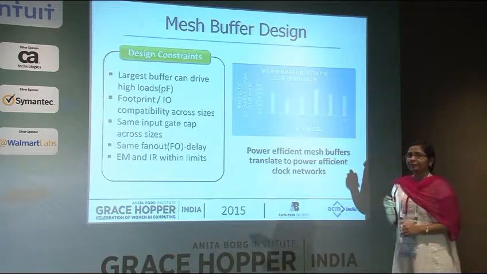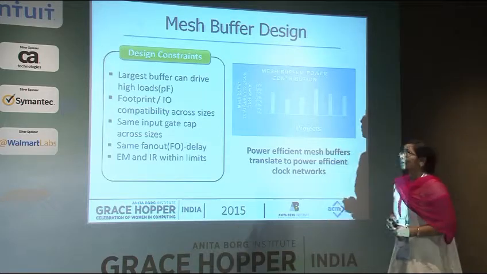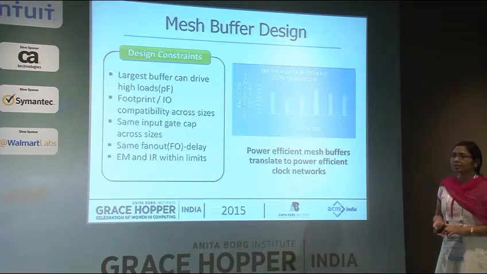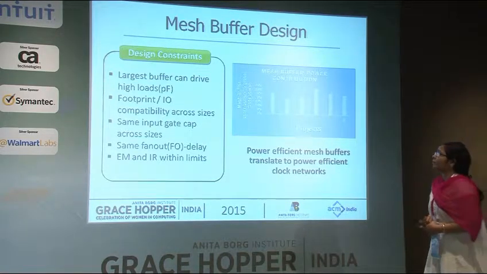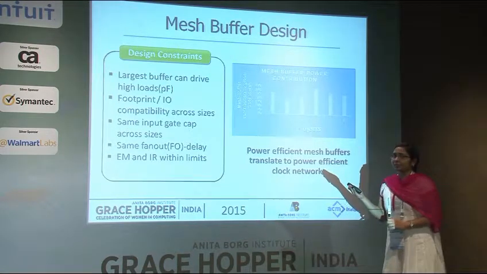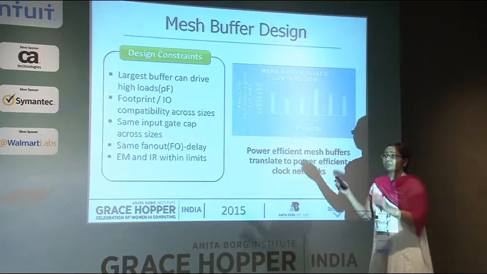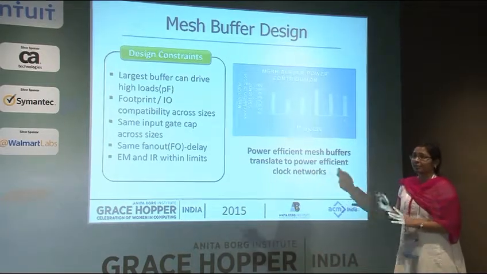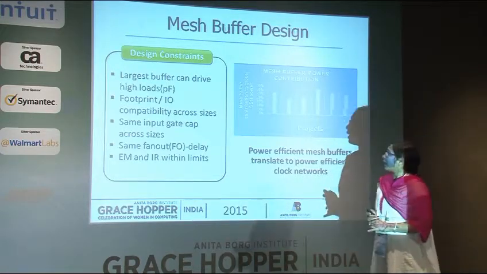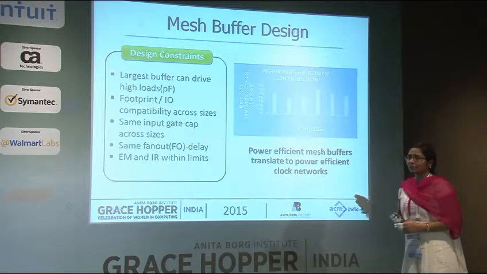To maintain different loads at the mesh, a large number of mesh buffers are required. Large number means around 100 to 200, depending on the loading on the SOC. These buffers should have footprint compatibility, that is, the input and output of the mesh buffer should be constant across the sizes, with the same input gate cap and the same fan out, and also meeting EMIR within the limit.